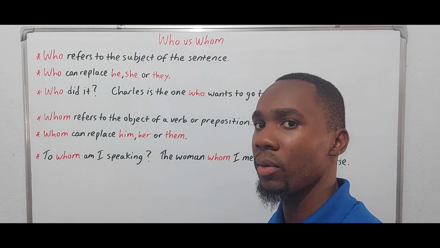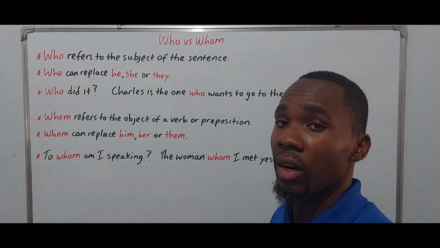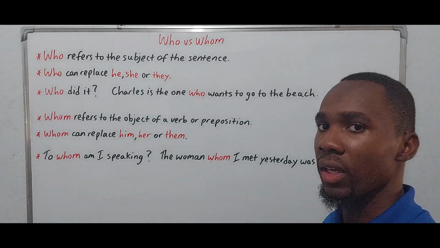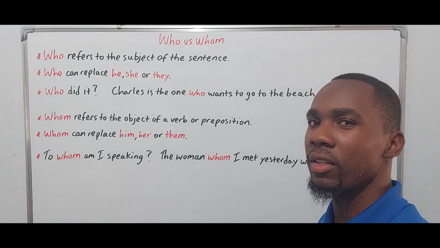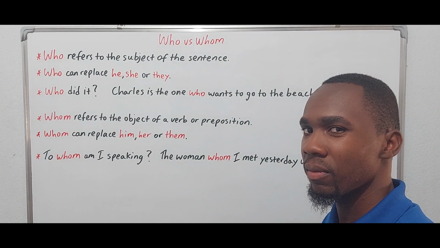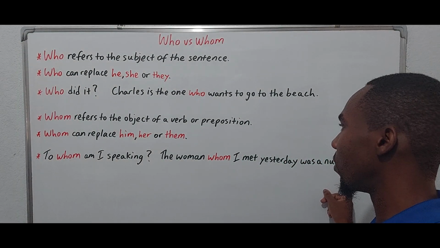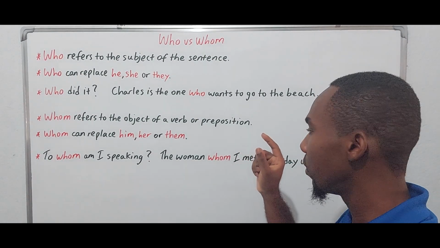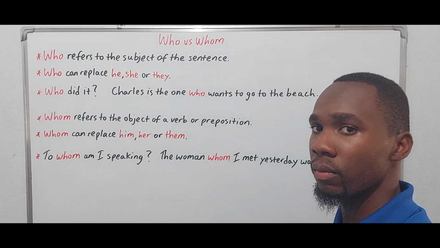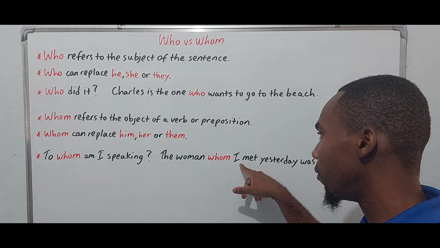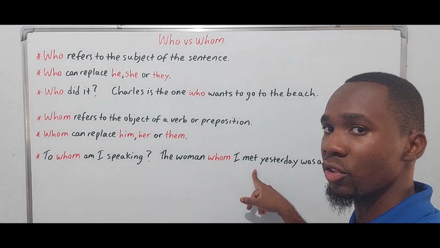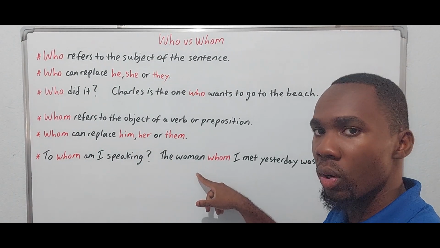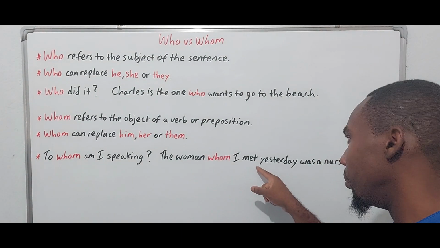Now let's look at an example of the object of a verb. The woman whom I met yesterday was a nurse. So we are talking about the woman. But is the woman the subject? The woman whom I met yesterday was a nurse. No, the woman is the object because the woman is the one who receives the action, the action of meet. In this case, it's past tense. So I met, you're saying I met her. So the woman is not the subject. The woman is the object of the verb meet.